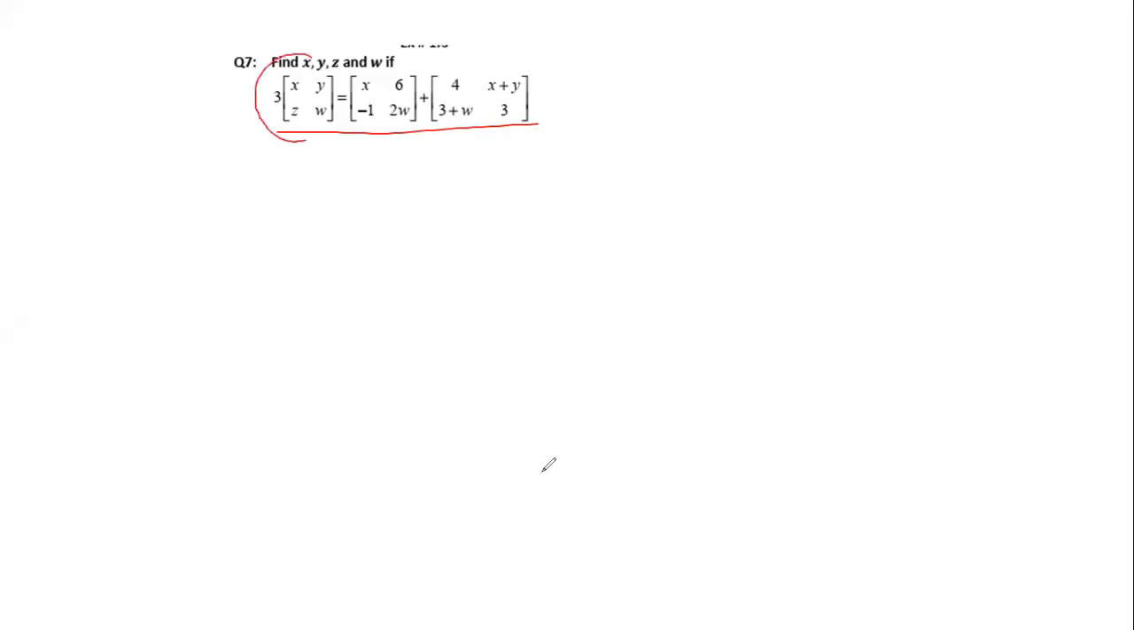On the left hand side, just multiply 3 with x, 3 with y, 3 with z, and w. And here you see x plus 4, 6 plus x plus y, minus 1 plus 3 plus w, 2w plus 3. So इससे आपके पास कोई दूसरा equation आ जाएगा. इसको simplify करें. Just multiply 3 with this and add these two.